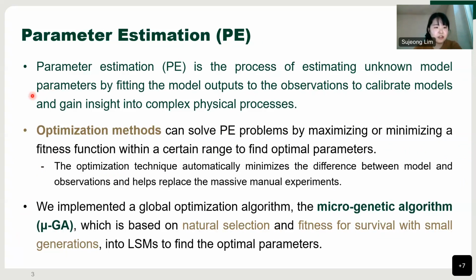The parameter estimation is the process of estimating unknown model parameters by fitting the model output to the observation to calibrate the model and gain insight into complex physical processes. Optimization method is one of the ways to address parameter estimation because it automatically minimizes the difference between model and observation and helps replace the massive manual experiment. So in this study, we implemented a global optimization algorithm, the micro genetic algorithm, into land surface model to find the optimal parameters.